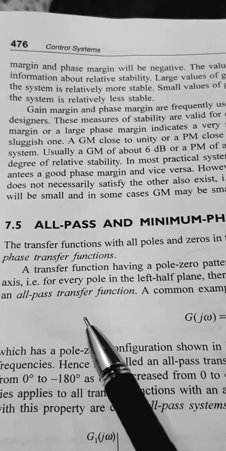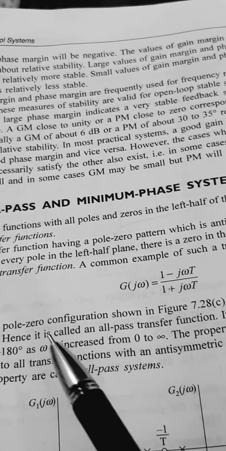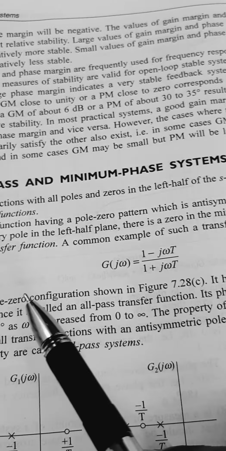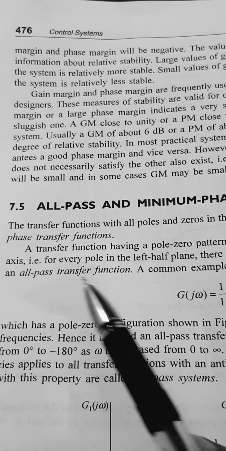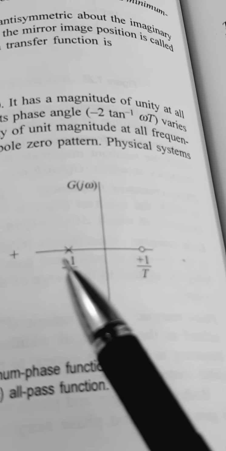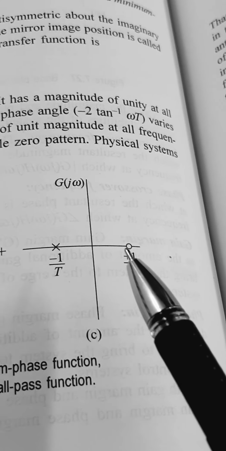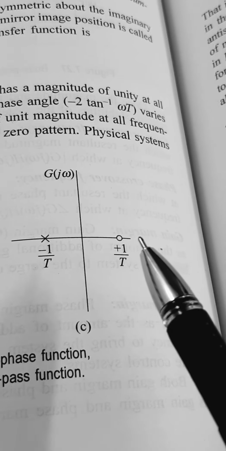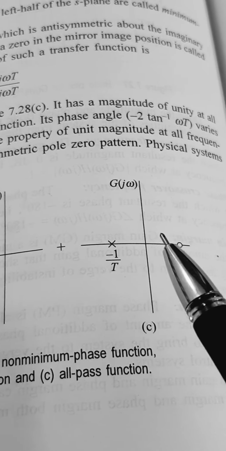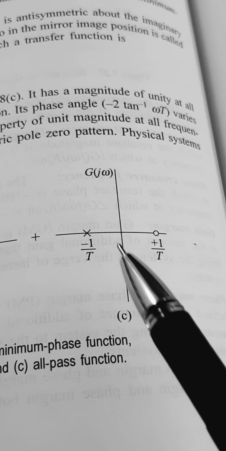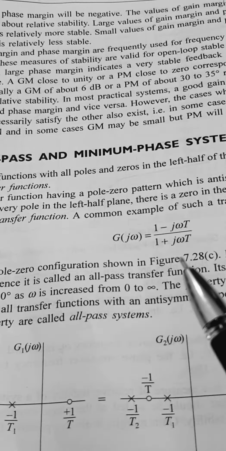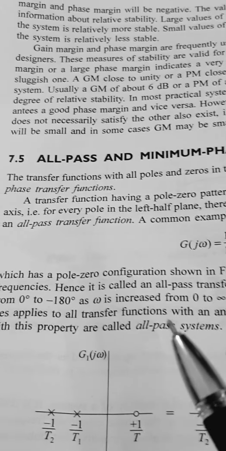In that case, that system is known as an all-pass system, and the corresponding transfer function is known as an all-pass transfer function. For example, here for this pole, there is a mirror image 0 on the right half of the S-plane. So this is known as an all-pass function, and the corresponding transfer function is known as an all-pass transfer function.